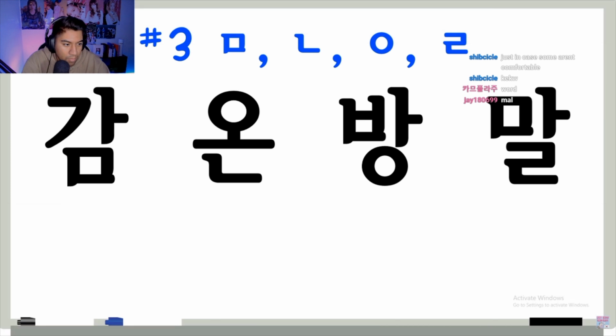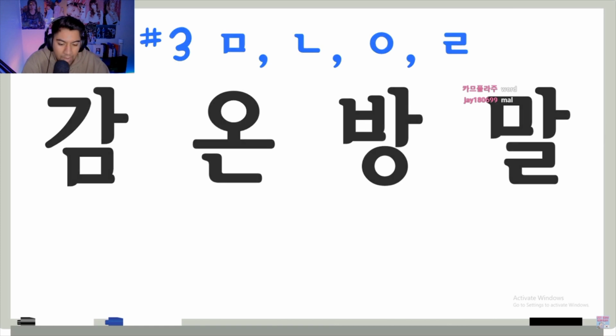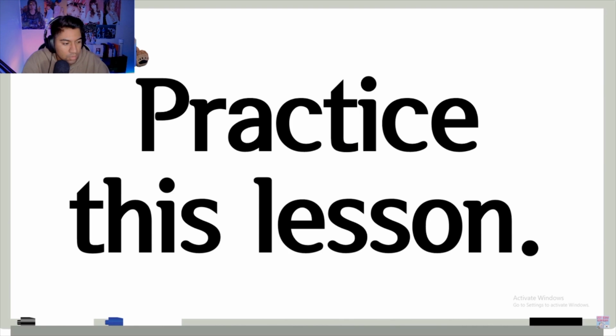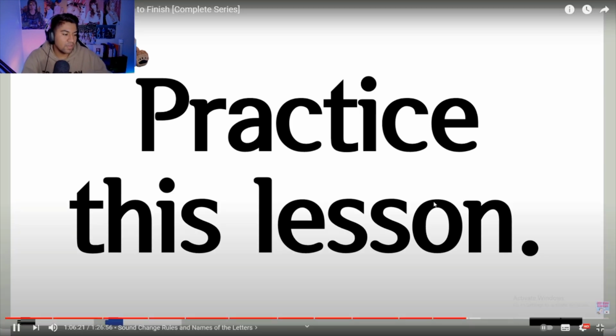Here are the answers. Kam, on, pang, mal. I want to remind you again that these rules are for when the syllables are not followed by the empty consonant. And also remember that the key to learning Hangul quickly is practicing it as much as possible.